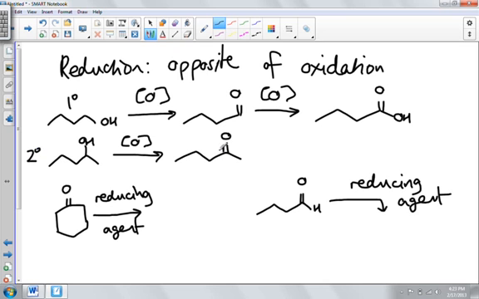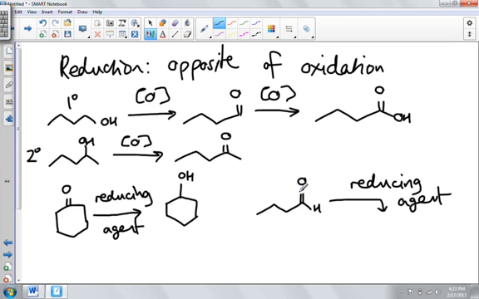Secondary alcohols can be oxidized to ketones, and it stops right there. So if this O means oxidation or an oxidizing agent, and it takes you from an alcohol to a ketone, for example, then what would a reducing agent do? Well, it would do exactly the opposite. If an oxidizing agent takes you from a secondary alcohol to a ketone, then a reducing agent will take you back from the ketone to the secondary alcohol.